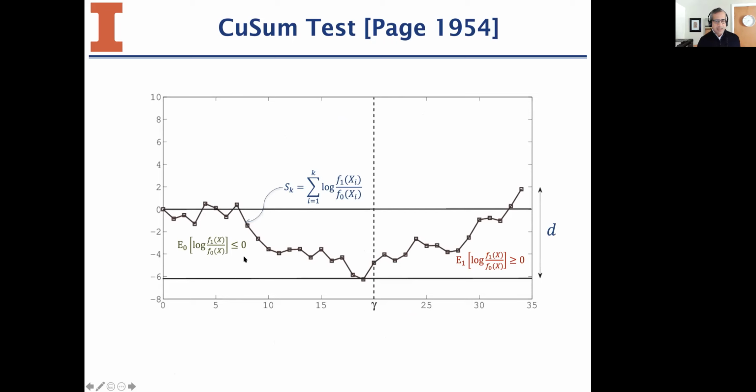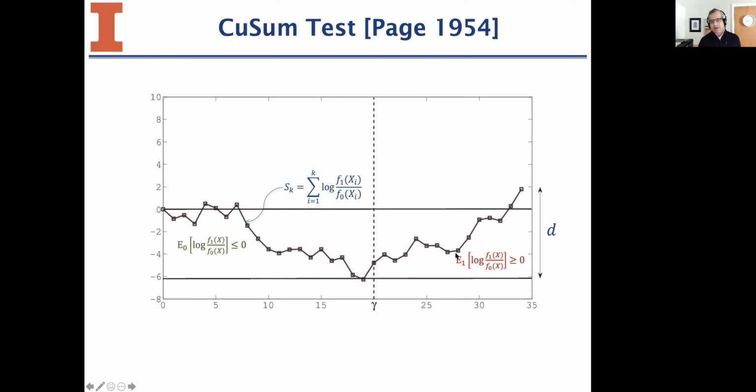So it turns out that if you look at this statistic, Sk, which is the cumulative sum of the log likelihoods, it has a negative drift before the change point. And you can actually see that the expected value of each component that contributes to this sum is less than or equal to 0. And this actually is the negative of a Kullback-Leibler divergence, for those of you who are familiar with that kind of stuff. So it exhibits a negative drift, tends to go down before the change point.